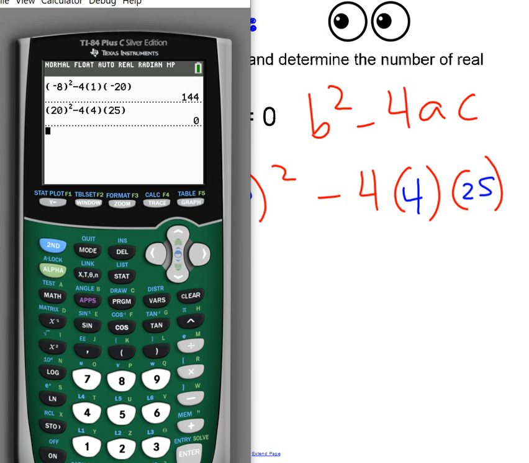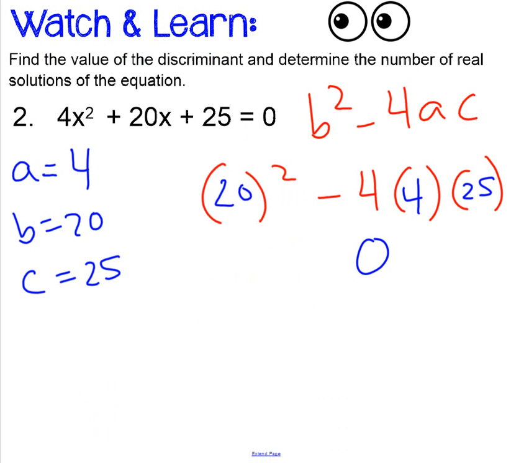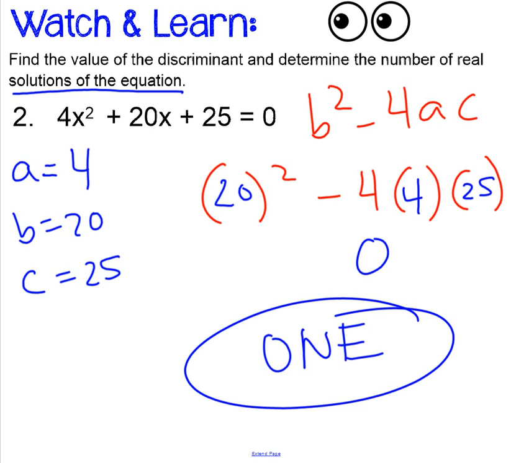Oh, check that out. So the solution to the discriminant is 0. Do you know how many solutions there are? That's right, there's one solution. I don't know what it is, but there's only one.